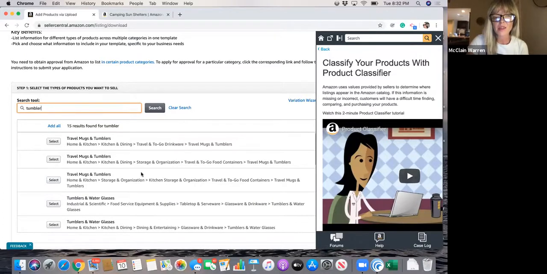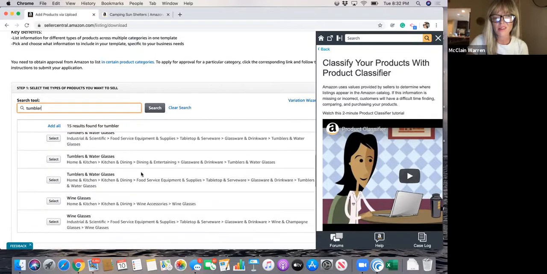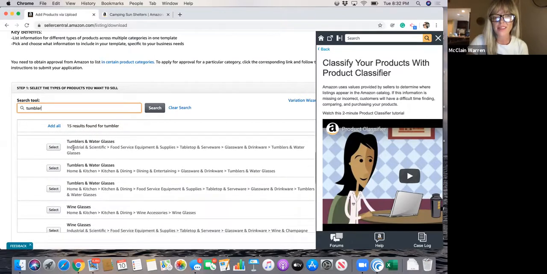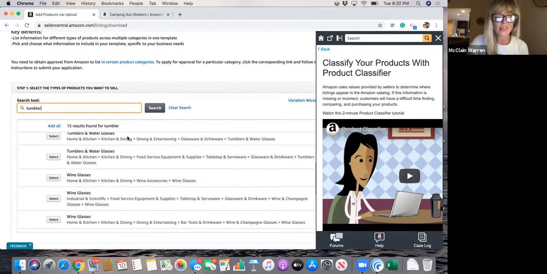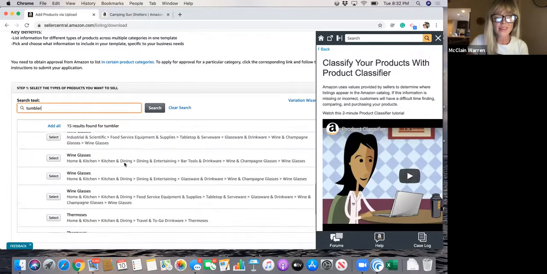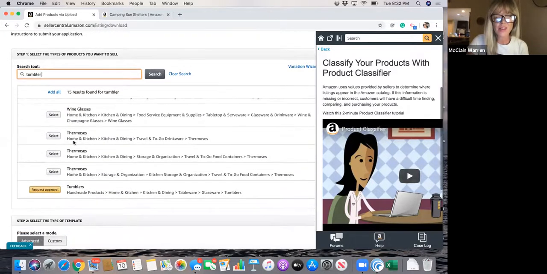So you have travel tumblers, then we go down to tumblers and water glasses, which are industrial and scientific. Then you could be in home and kitchen with water glasses. Suddenly you're in wine glasses. And then you can go all the way down to thermoses, okay? So obviously you have a lot of options to decide which category node you're in.